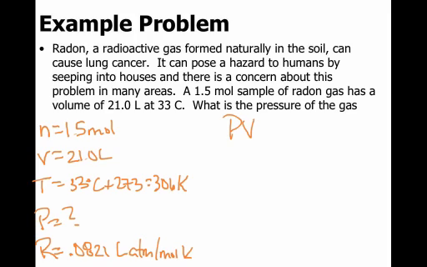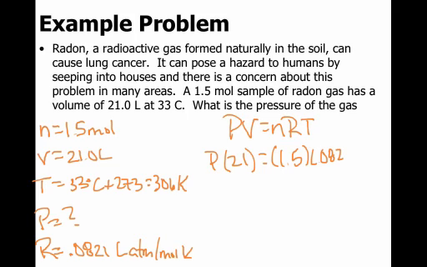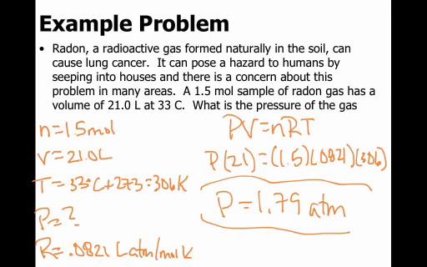Same formula again, PV equals nRT. Pressure is what we're looking for. Volume is 21, n is 1.5, R is 0.0821, T is 306. When we go through and solve, our pressure ends up being 1.79 atm, because once we cancel all those units out of our ideal gas constant, atm is what's left.